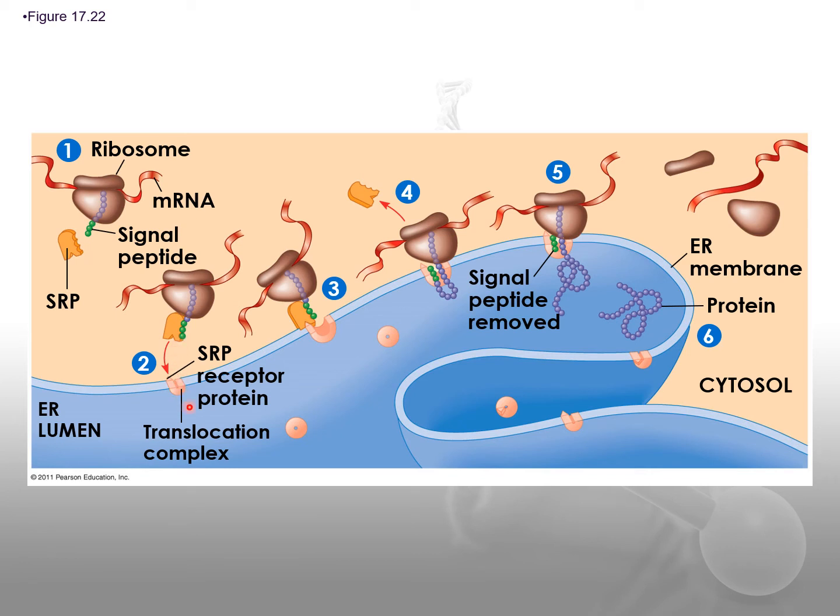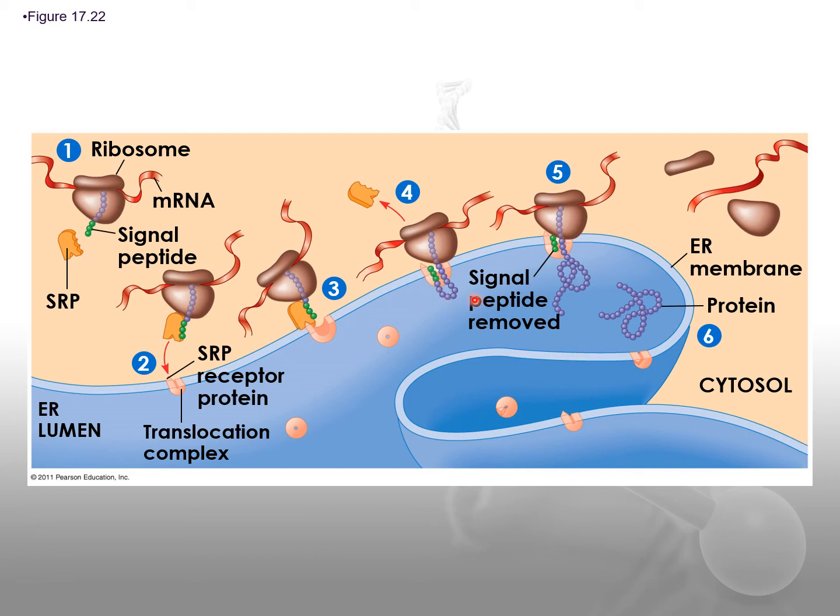Once it binds to that protein, this is going to initiate a translocation complex to open up. So this basically creates a channel, so that the protein, as it's being produced, is going to enter the ER. You can see it entering the ER here. And you can see that the signal peptide is still bound to the signal recognition particle, which is attached to this whole complex right here.